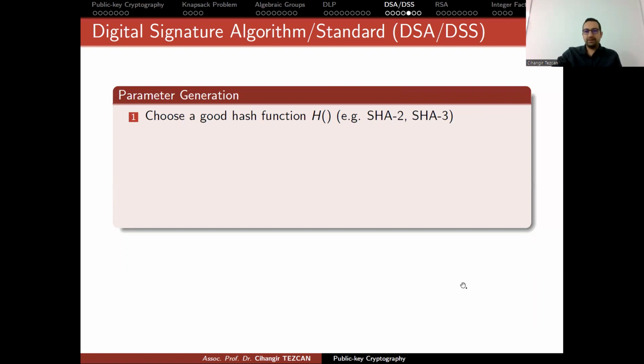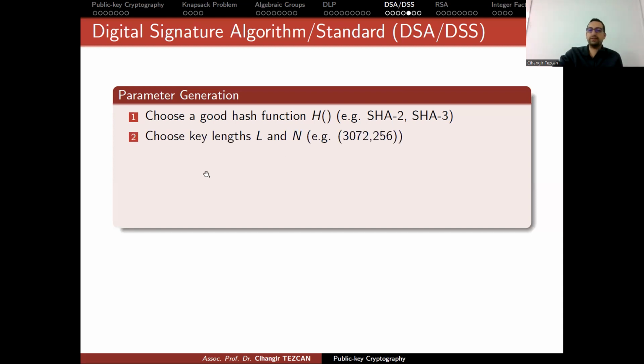Let's look at how the digital signature algorithm works. We start with parameter generation because first we need the group, ZP star. So we should choose the number P and so on. Start with choosing a good hash function. If you need, for instance, 256-bit output, in other words 128-bit security, you should choose SHA-2 or SHA-3 and so on. You first specify which hash function you are going to use, because as I told you before, we never sign the message itself, we sign the hash of it.